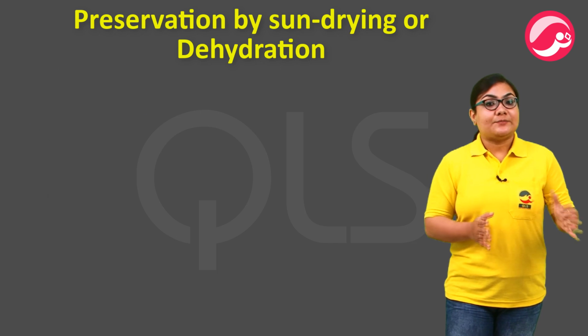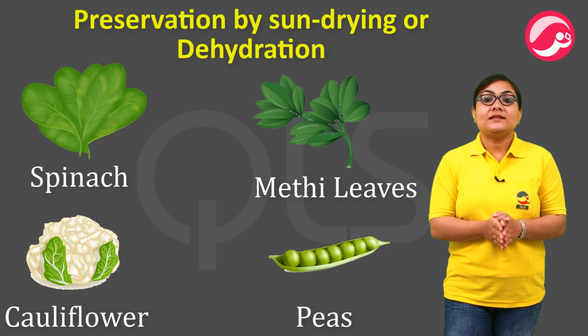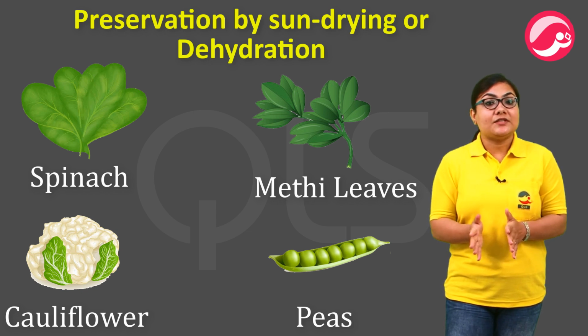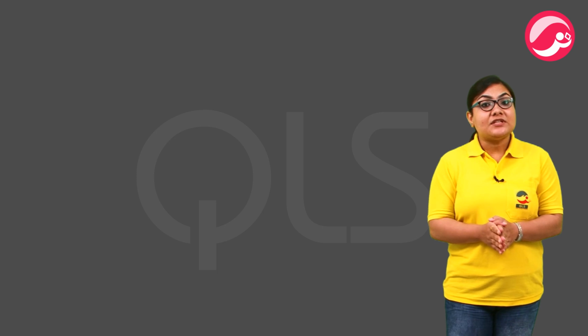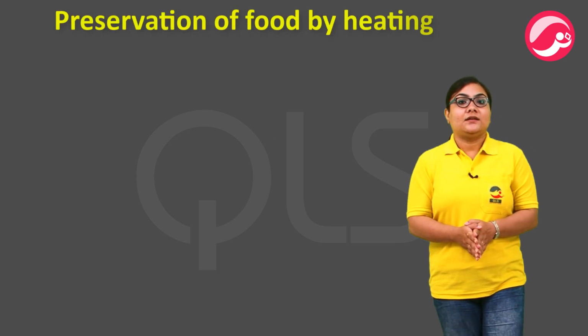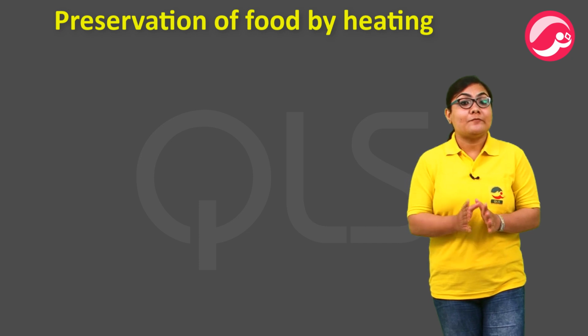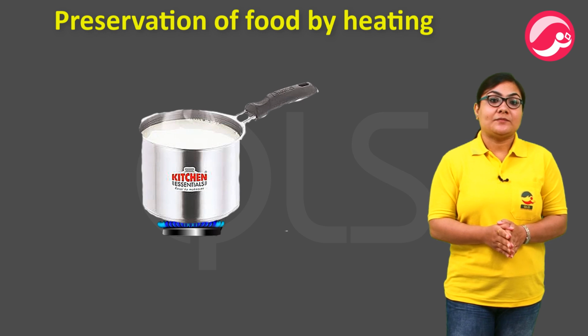The vegetables like spinach, methi leaves, cauliflower, peas are preserved at home by the sun drying method. These dried vegetables can be stored safely for a long time and used whenever they are required. Second is preservation of food by heating. Heating kills many microorganisms and prevents the food from spoilage. For example, we boil milk to prevent it from spoiling.